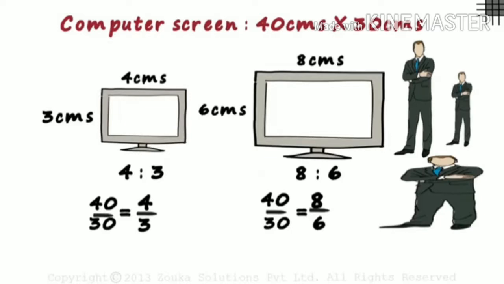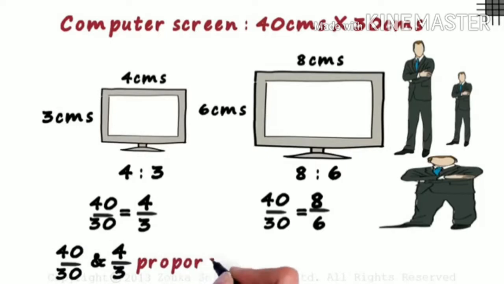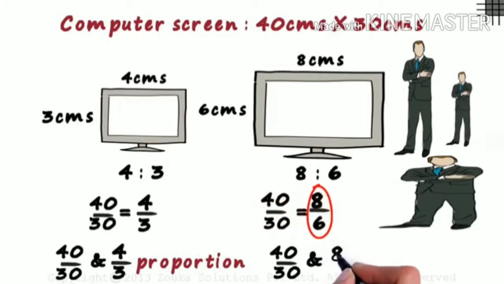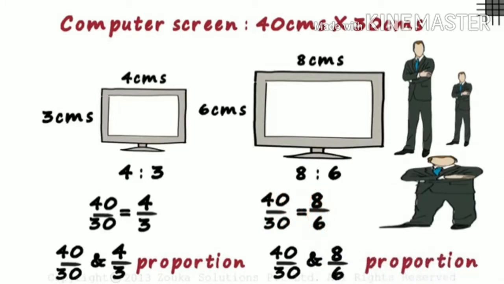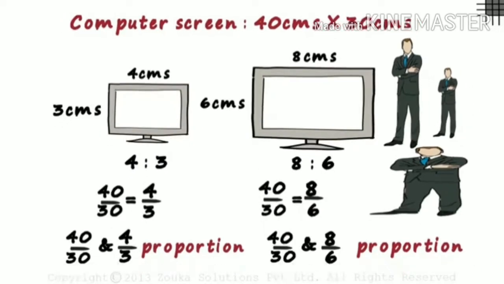Now let's get back to our first example. Since 40 by 30 and 4 by 3 are equal ratios, we say that 40 by 30 and 4 by 3 are in proportion. And similarly, 40 by 30 and 8 by 6 are also in proportion. If you observed well, you'd say even these two ratios are equal. If we divide the numerator and the denominator of this ratio by 2, we get 4 by 3. Hence, we say that the ratios 4 by 3 and 8 by 6 are also in proportion.